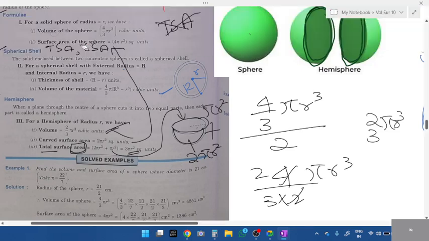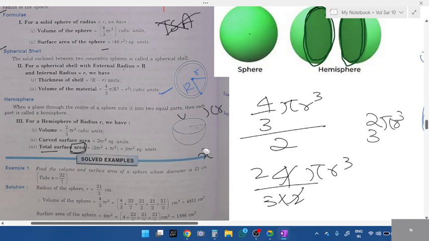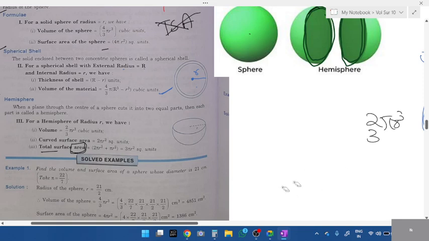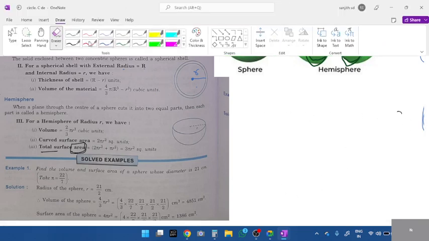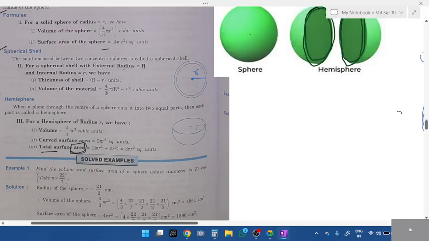Not that tough. Hemisphere means half. We are literally splitting everything into half, students. So all you have to remember is these two concepts. These two are very important: 4 by 3 pi r cube, 4 pi r square. Then just divide by half, you'll get hemisphere values.